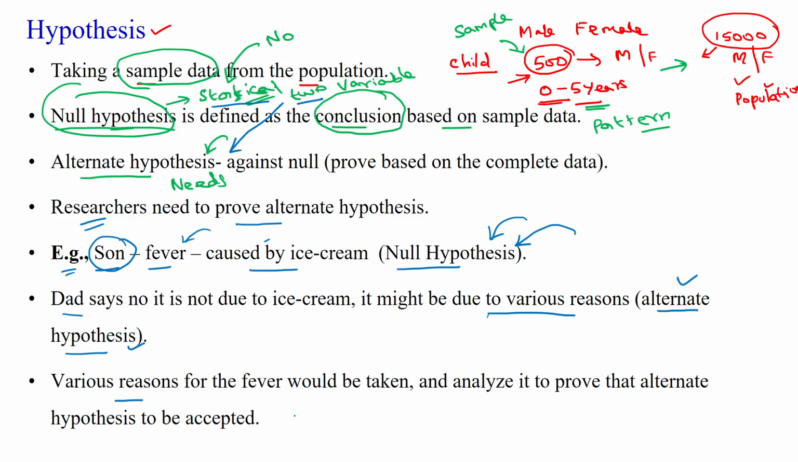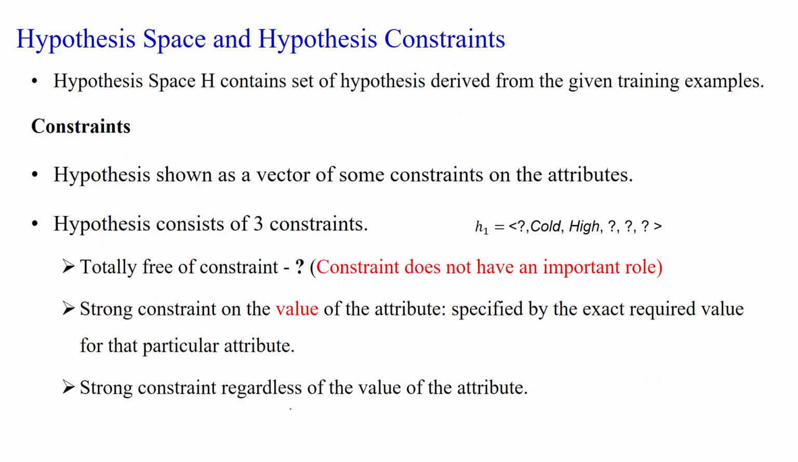So various reasons for the fever would be taken, then we analyze those reasons to prove the alternative hypothesis that is going to be accepted by the learning system. Here the hypothesis space has a set of hypotheses which are derived from the given training examples in dataset D, or it is called instance space X. And the constraints are also there in the form of a vector based upon the given attributes in the given data set.